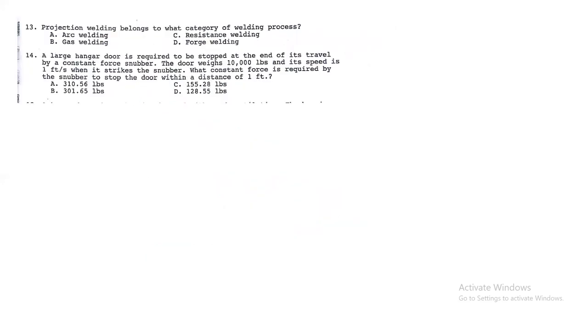So next, tuloy-tuloy lang, number 13. So ang sagot dito, projection welding is a letter C, resistance welding.